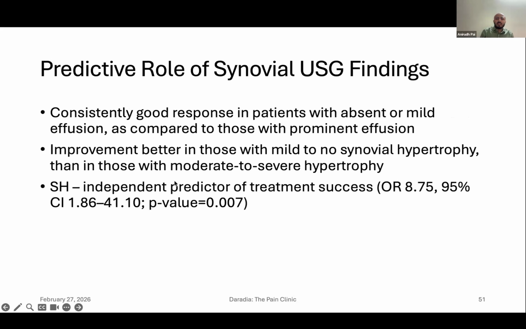There was a consistently good response in patients with absent or mild effusion as compared to those with prominent effusion, and improvement was better in those patients with mild to no synovial hypertrophy. Synovial hypertrophy was seen as an independent predictor of treatment success, with an odds ratio of 8.75, 95% confidence interval, and p-value of 0.007.